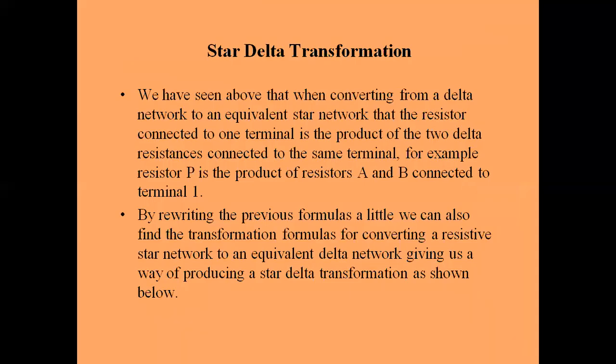So now star delta transformation. We have seen above that when converting from delta to an equivalent star network, the resistor connected to one terminal is the product of the two delta resistances connected to the same terminal. Resistor P is connected to terminal 1, and in delta fashion at terminal 1, A and B resistors are there. So their product is taken in the numerator, and in the denominator, the sum of all three resistances, that is A plus B plus C. By rewriting the previous formula a little, we can also find the transformation formula for converting a resistive star network to an equivalent delta network, giving us a star delta transformation as shown below.